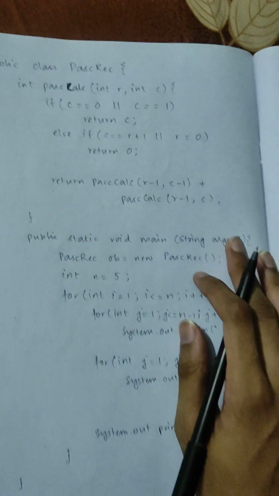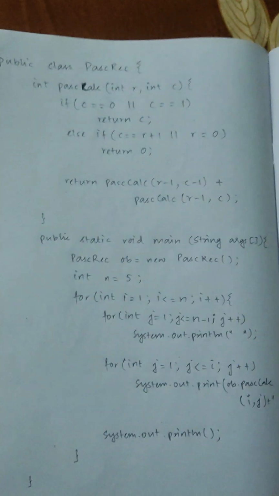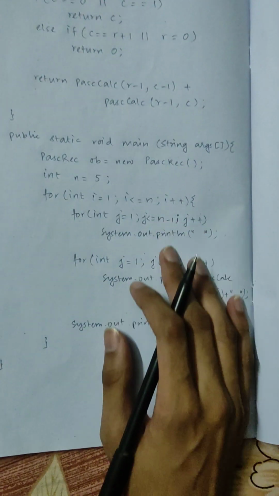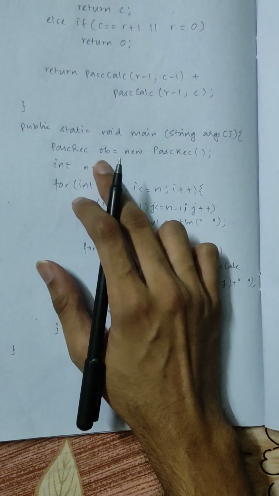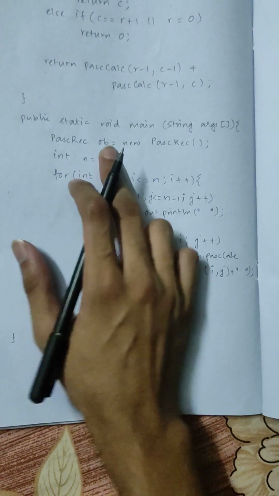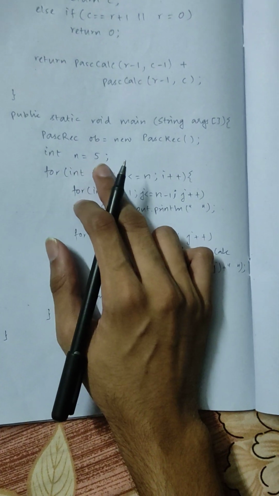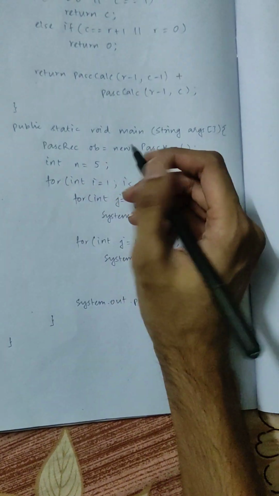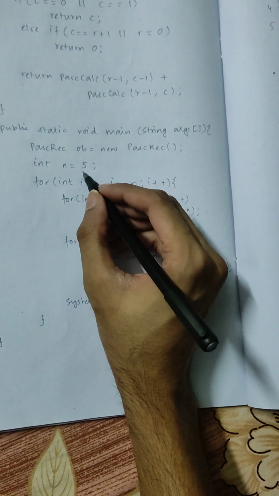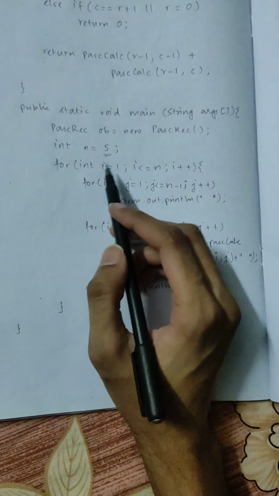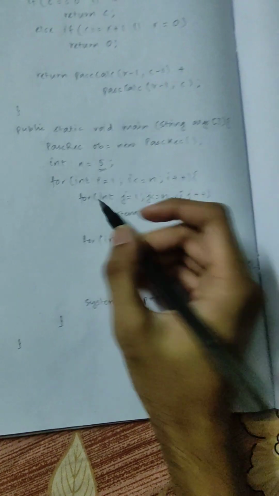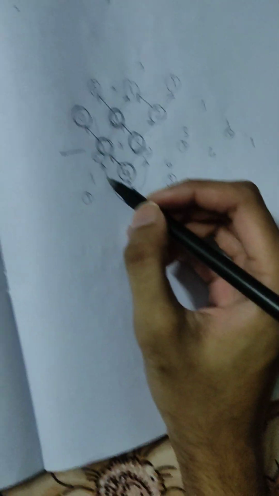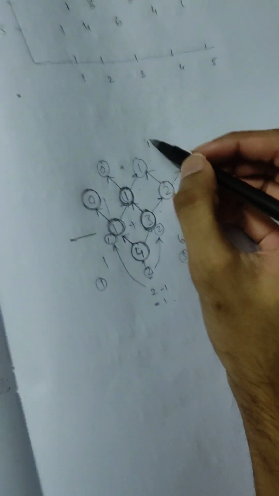So I have implemented it here. So this is the part from the previous iteration program only. So we have created the object, we have taken a user input. Suppose this is a user input, we have taken 5 as the input. Then basically what are we doing? We are finding the values from here.